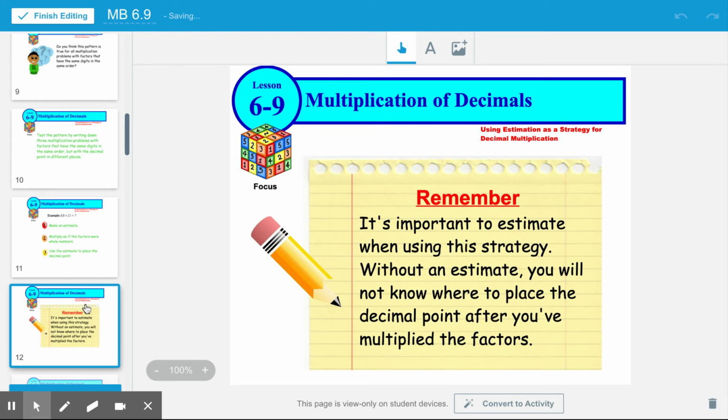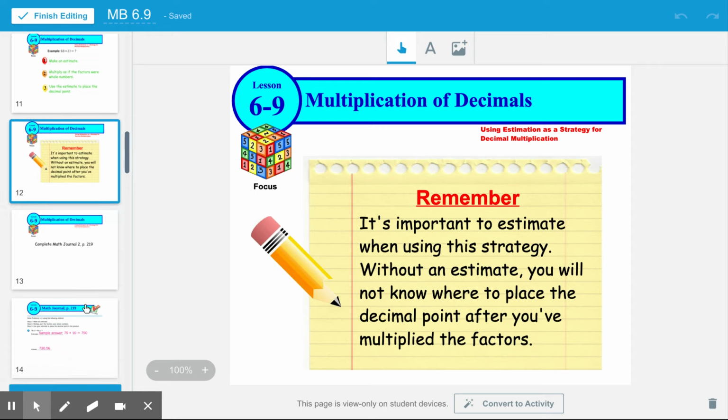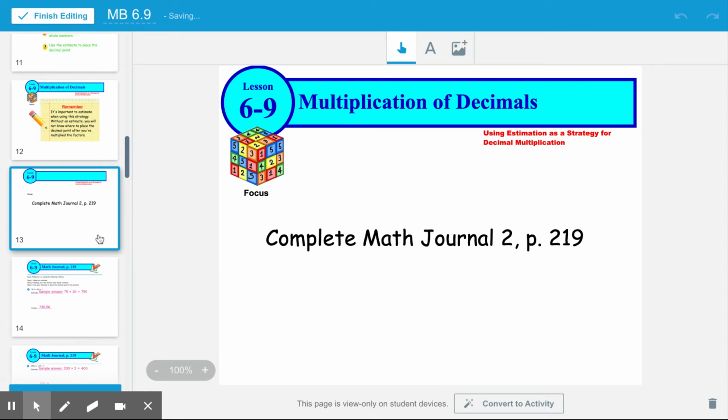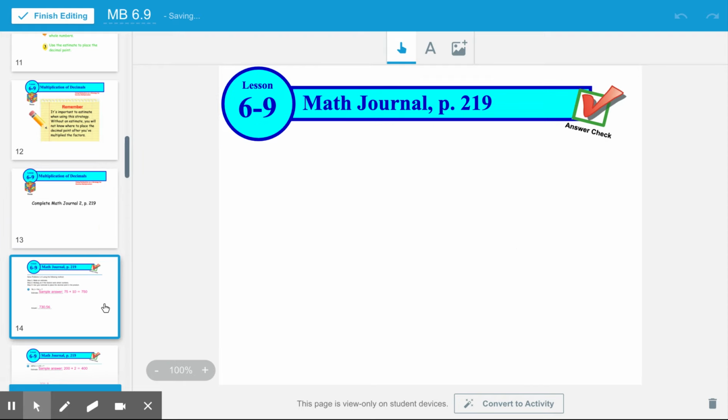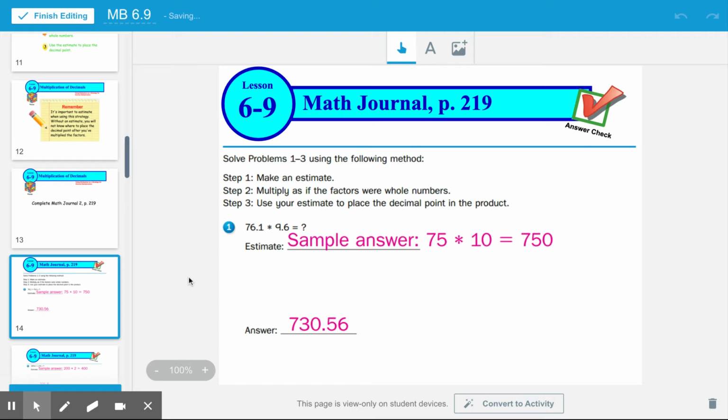Remember, it's important to estimate when using this strategy because without an estimate, you will not know where to place the decimal point after you've multiplied the factors. So if you haven't yet, turn to page 219. And I know I have the answers on here already for you, and that's okay because this is a lesson that we're learning with. We're going through it together.